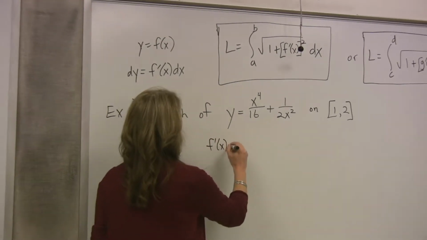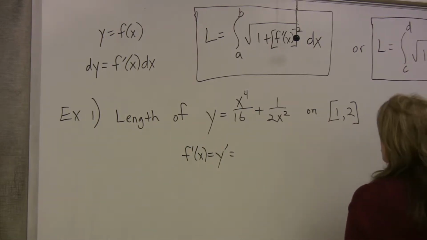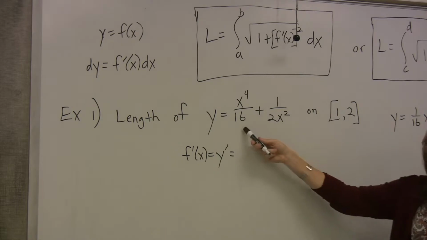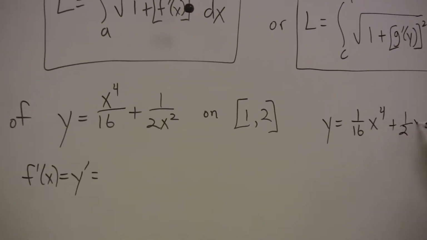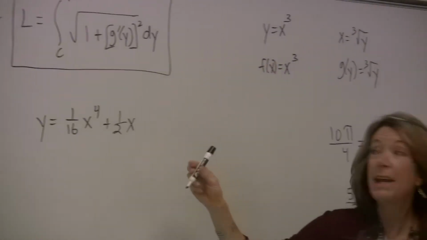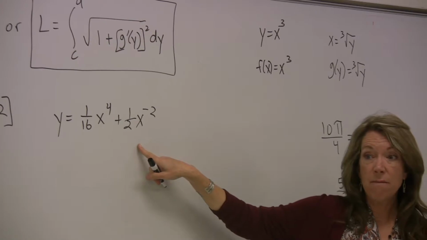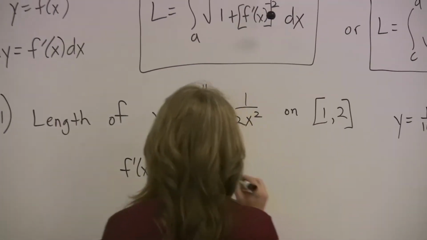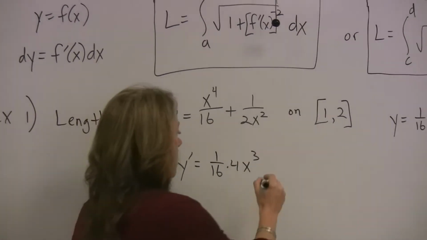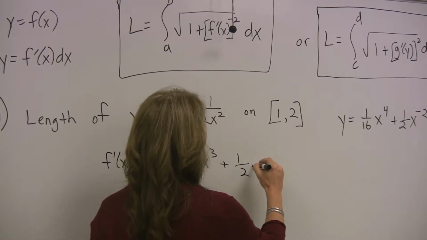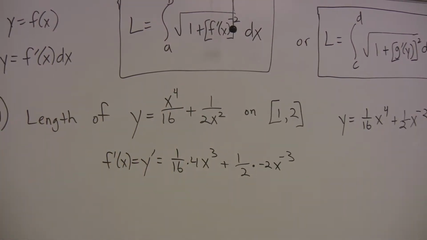So f prime of x is y prime. Be careful here, it might help to rewrite it first. This is 1/16 x to the 4th. You want to get in the habit of pulling these constants out front, otherwise people think they need a quotient rule when you don't. And this is 1/2 x to the -2, right? I'm just rewriting y to make it easier to find the derivative. You guys see that? So the derivative is 1/16 times 4x cubed, bringing down the 4, plus 1/2 times -2 x to the -3. Carefully doing my derivatives.